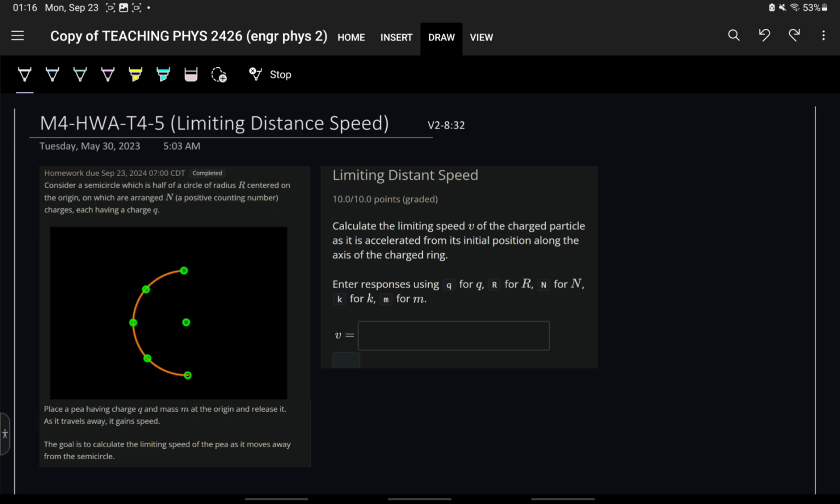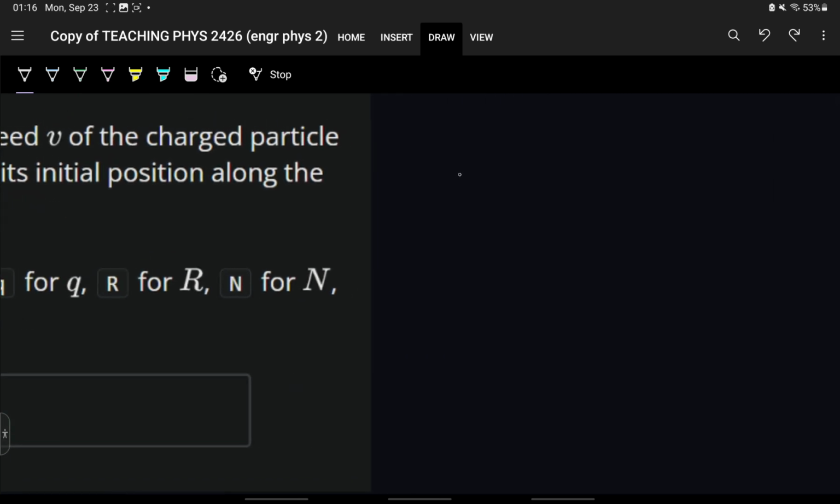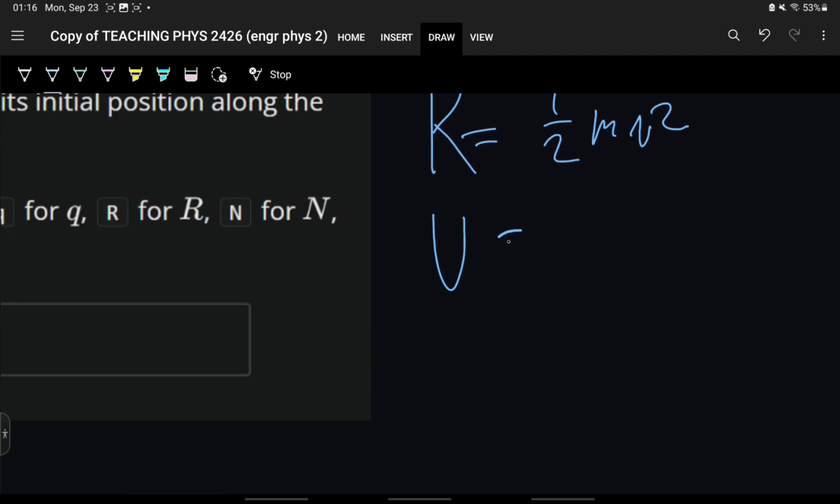So the kinetic energy, capital K, of the particle of mass, lowercase m, and speed, lowercase v, is K equals 1/2 times lowercase m times lowercase v squared. At the limiting speed, when the particle is far away from the charged semicircle and all potential energy has been converted into kinetic energy, the entire initial potential energy, capital U, is converted into kinetic energy. So capital U is equal to 1/2 m v squared.